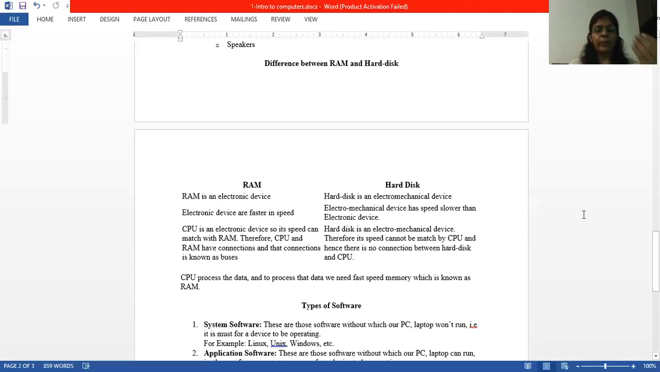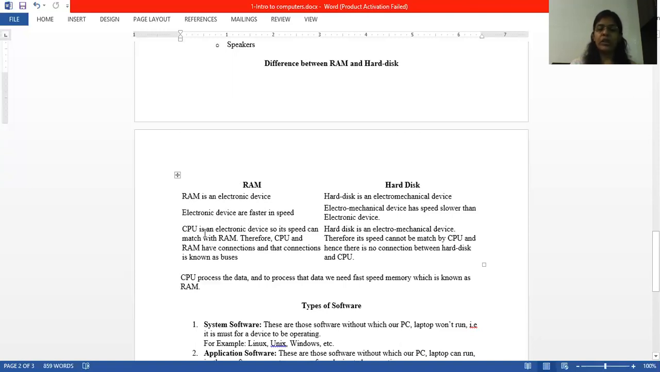Now, what is the difference between these two terms? RAM is an electronic device. What is a hard disk? A hard disk is an electromechanical device. So what is the difference between an electronic and an electromechanical device? Electronic devices are faster in speed, and an electromechanical device has a speed slower than an electronic device.